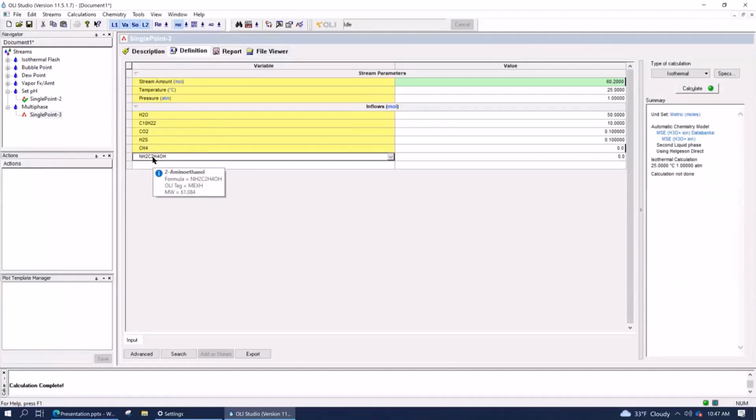Ethanolamine, rather. I'm sorry, ethanolamine. Okay, that's going to be our neutralizer, or our amine in this case. Now, we can almost guess that if I've got 0.1 mole of CO2 and 0.1 mole of H2S, in order to neutralize that, I'm going to need essentially 0.2 moles of it.